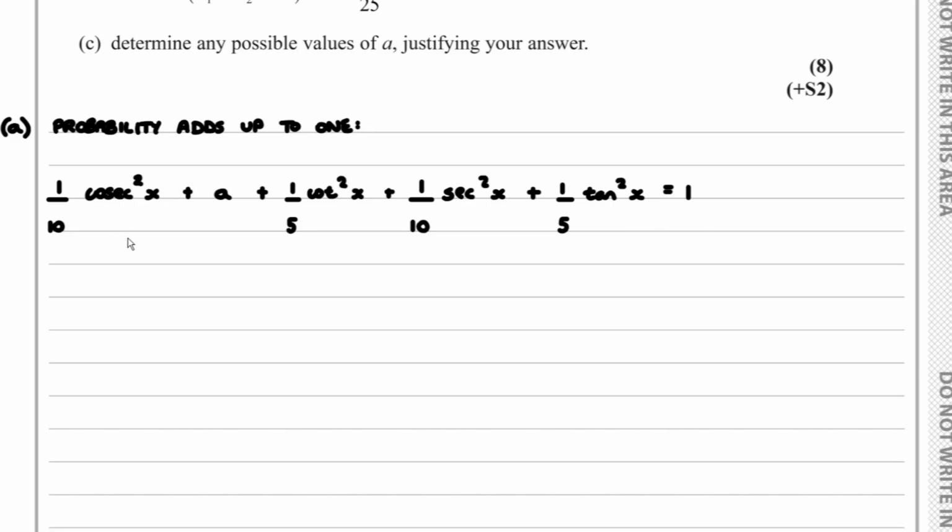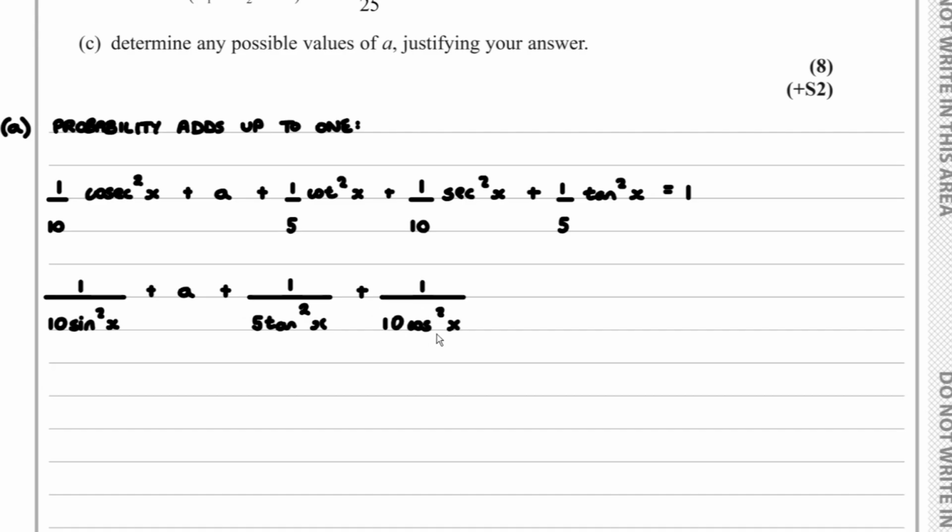Cos squared x is 1 over sine squared. So I've got 1 over 10 sine squared x plus a. Cot squared is 1 over tan squared, so I add on to this 1 over 5 tan squared x. Sec squared is 1 over cos squared, so I add on to this 1 over 10 cos squared x. And then I add on tan squared x over 5. This is all equal to 1.